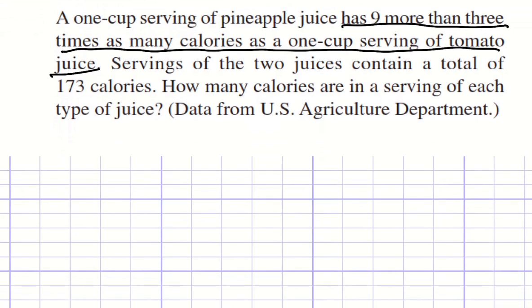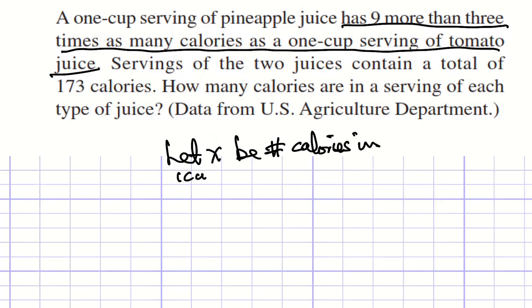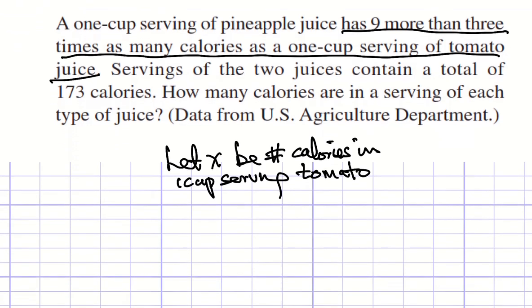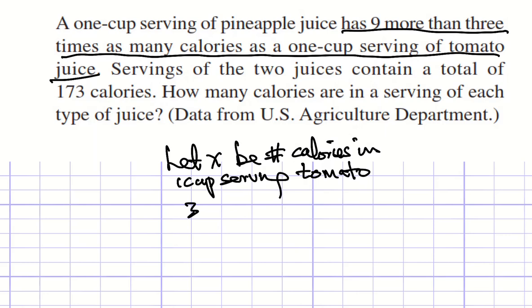So we'll start with tomato. We'll say let X be the number of calories in 1 cup serving of tomato. Because if that's the case, there's 9 more. Pineapple juice has 9 more than 3 times as many calories as 1 serving of tomato. 3 times as many, so it's 3x, and 9 more is plus 9.